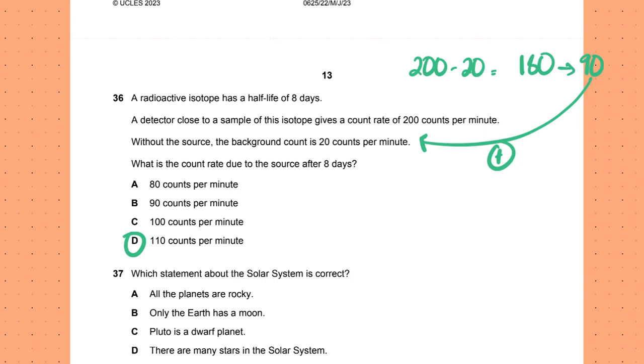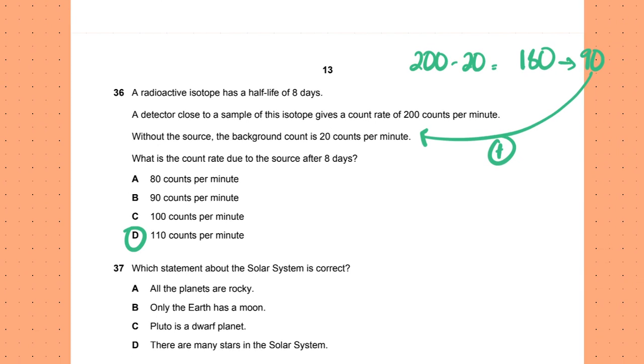Which statement about the solar system is correct? All the planets are rocky. Wrong. The closest 4 are rocky. The other 4 which are further out are gaseous. Only the Earth has a moon. Again, wrong. All planets have moons. Only Earth is the one which has only one moon. Other planets also have more moons.